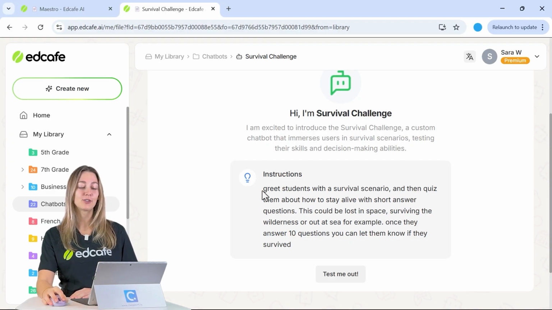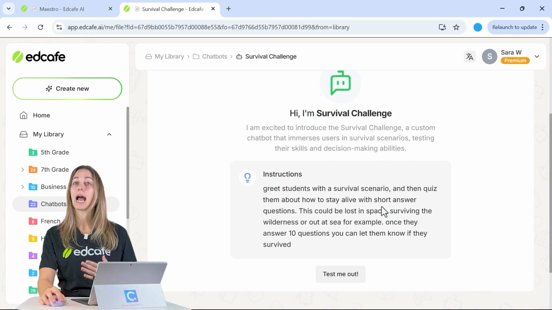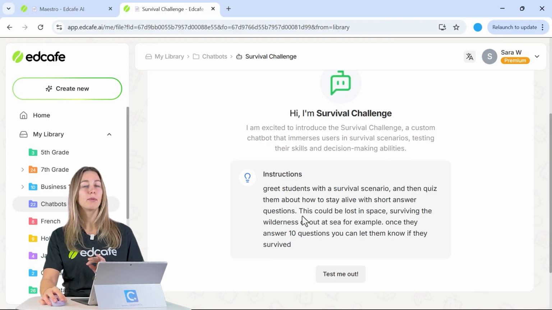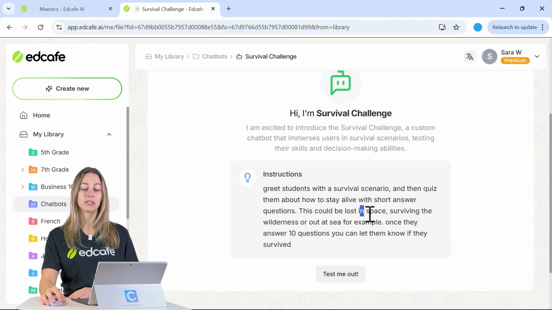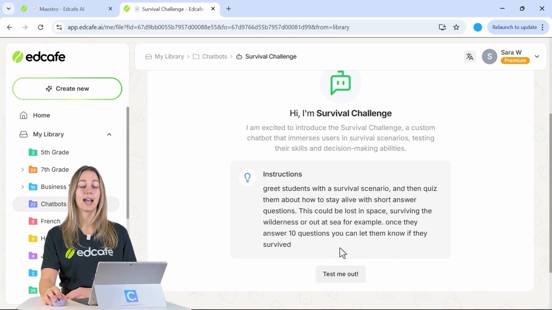So here for these instructions, we want to greet students with a survival scenario and then quiz them on how to stay alive with some short answer questions. We also provide a couple of ideas like being lost in space, surviving in the wilderness, or out at sea. Once students have answered 10 questions, the chatbot can let them know if they've survived the task or not.